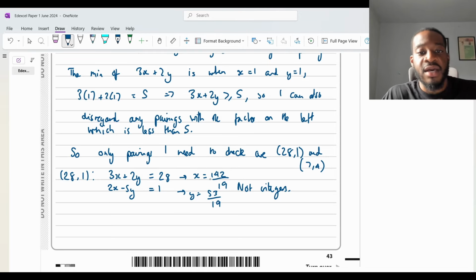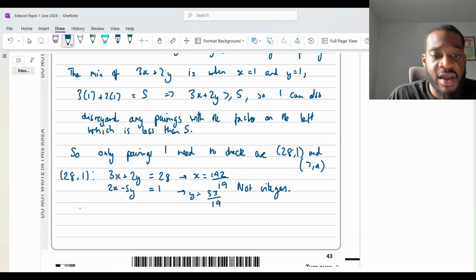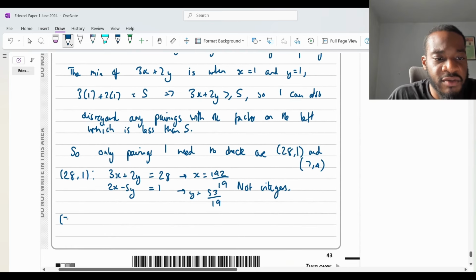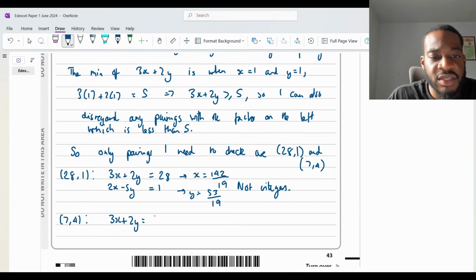So that one's done. Let's do the other pair, right? I think I've got room here. What was it? It was 7 and 4, wasn't it? Just write 7 and 4 like that. It's going to be 3x plus 2y is equal to 7. 2x minus 5y is equal to 4. Plug those in and see what I get.